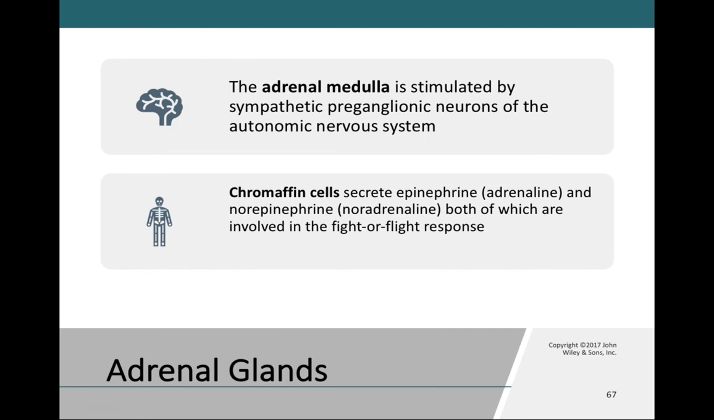Now, to focus on what we really need to know about the adrenal medulla are the chromaffin cells. The chromaffin cells are the cells that are going to be releasing our catecholamines. So this response is going to augment our body's fight or flight response. Since the autonomic nervous system directly controls the chromaffin cells, epinephrine and norepinephrine can actually be released quite quickly.